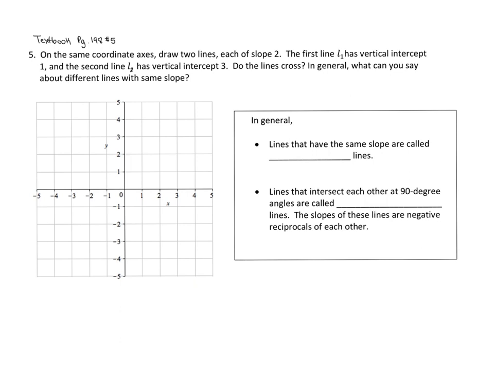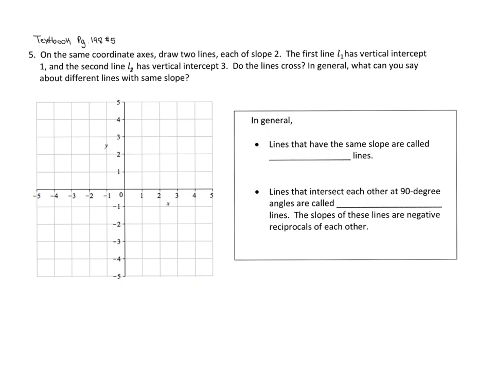The first line, which we're calling L sub 1, has a vertical intercept at 1. And the second line, which we're calling L sub 2, has a vertical intercept at 3. So we want to then answer the question, do the lines cross? And then in general, what can you say about lines that have the same slope? So let's start from the beginning.